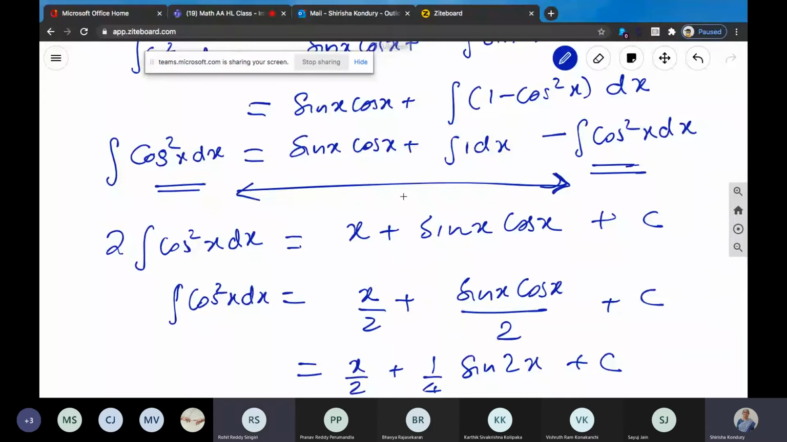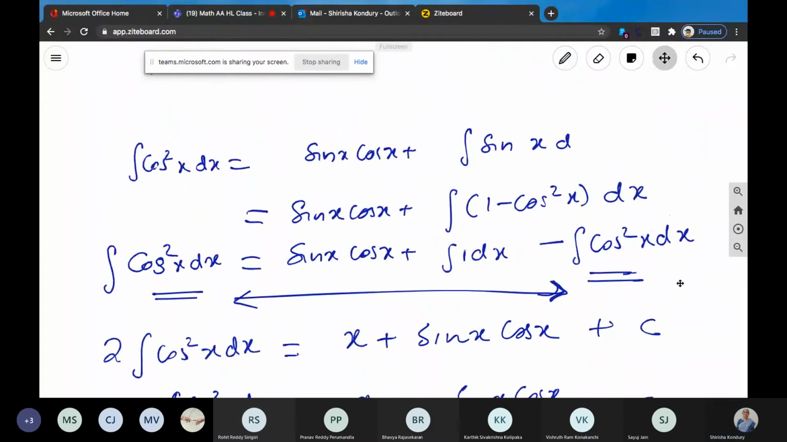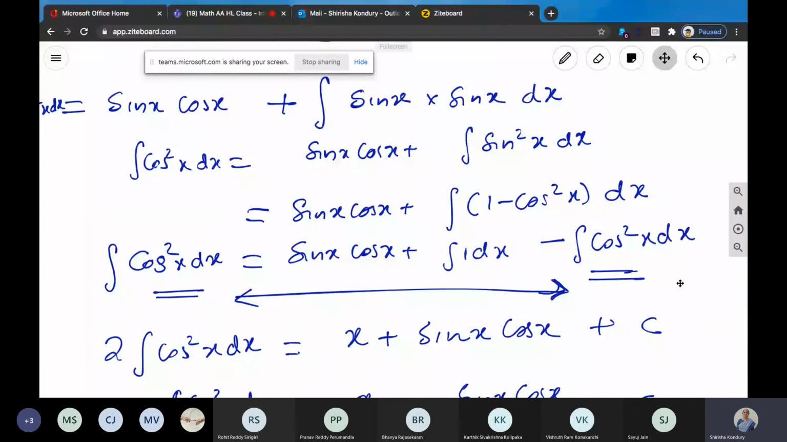Ma'am, could you scroll up a bit? Yes. Yes. Anything that is not correct?